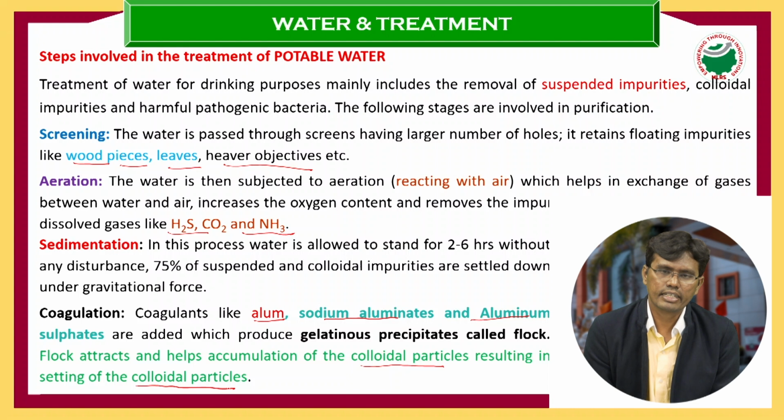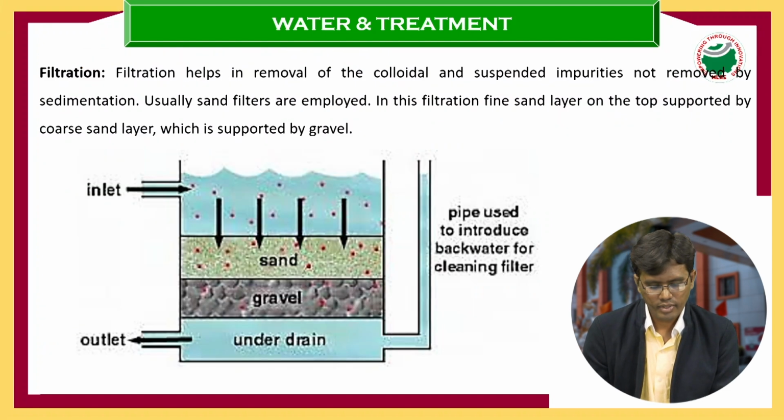So after sedimentation, we add coagulants like alum and sodium aluminate. If there are still impurities, they react and are separated. This method is coagulation. Next, filtration.